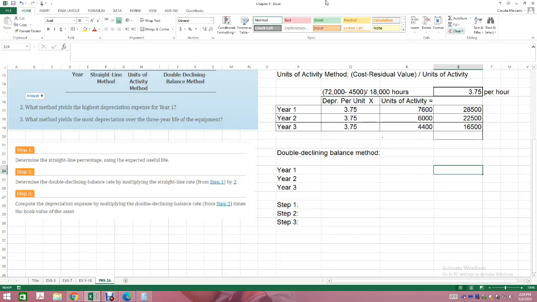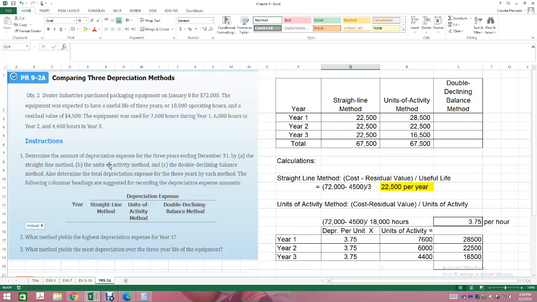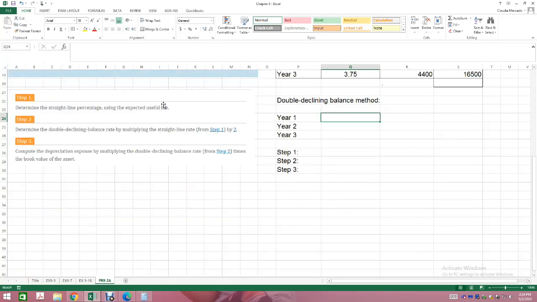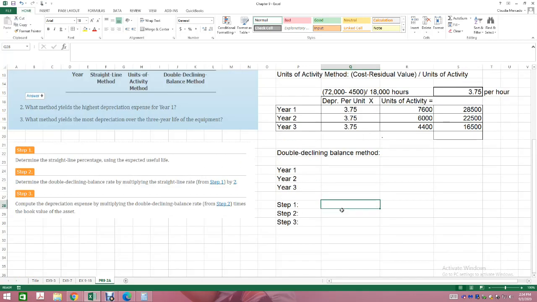For that, in your textbook they explain 3 steps: step 1, step 2, step 3. Step 1 says to determine the straight line percentage using the expected useful life. So I know that the useful life of this piece of equipment is 3 years. Useful life, 3 years.